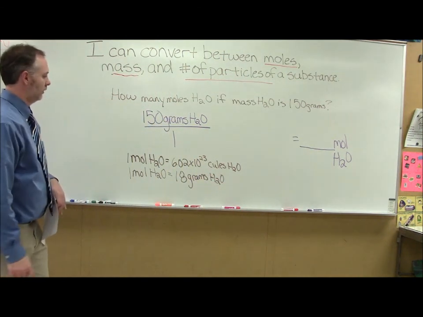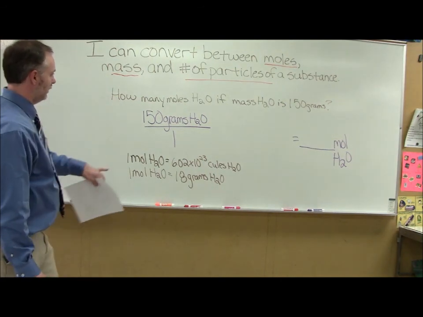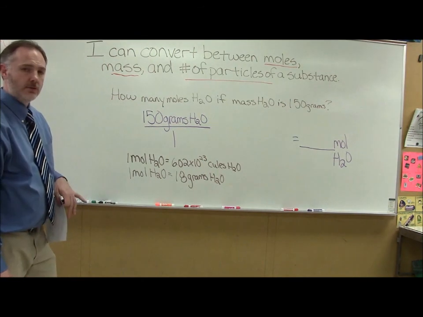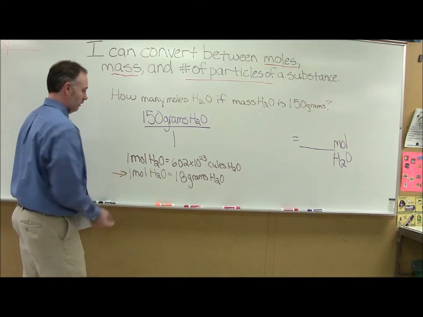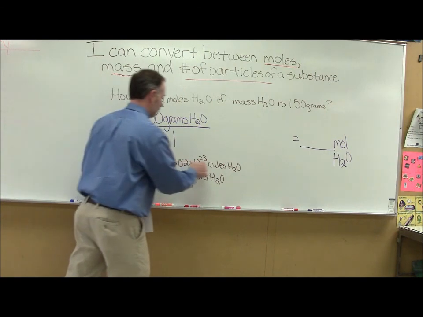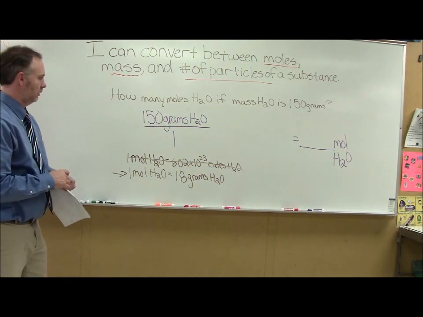So, which one of these do I need? Do I need them both? I need a conversion that has grams of H2O and moles of H2O. Lo and behold, this one has it. I don't need to use that at all in this particular problem.